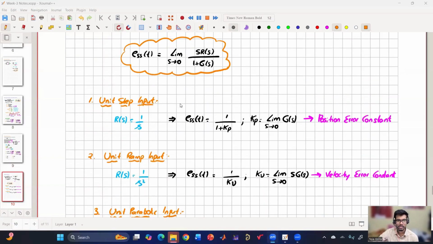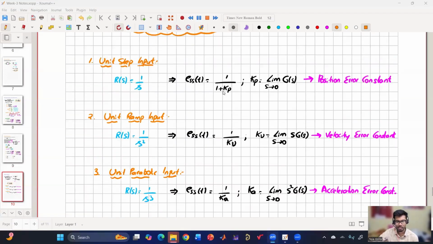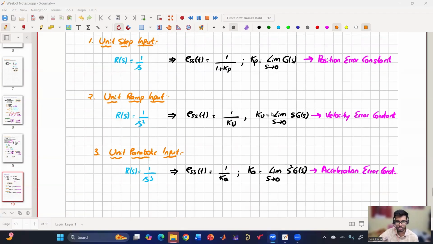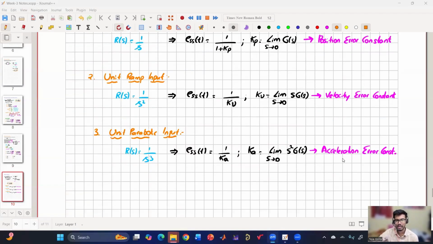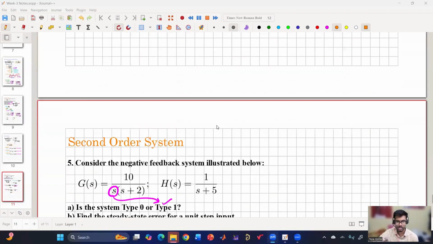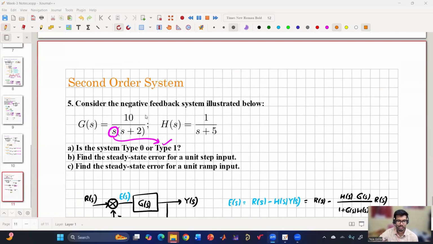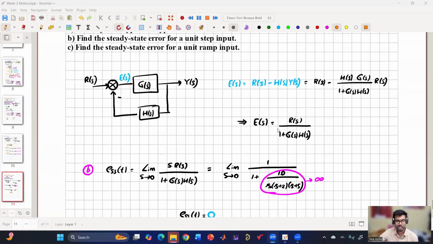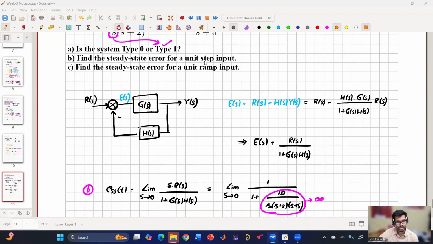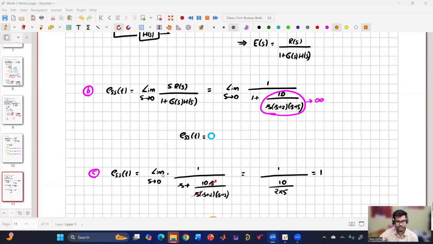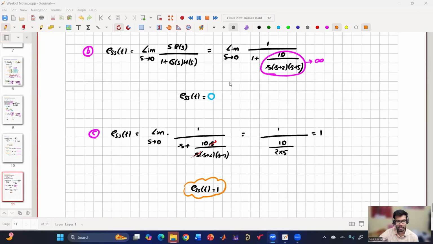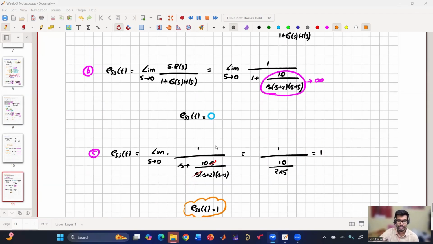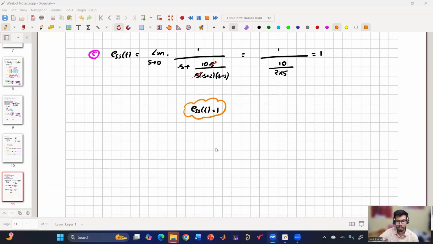Depending upon this input, the steady state error can be 1 by 1 plus Kp, where Kp is position error constant, or 1 by Kv, where Kv is velocity error constant, or 1 by Ka, where Ka is acceleration error constant. So here we have asked whether the system is type 1 or type 0. It is type 1. And then we have calculated the error expression. And now we have given unit step input or unit ramp input. Depending upon that, we have calculated the steady state error. So this completes our week 3.